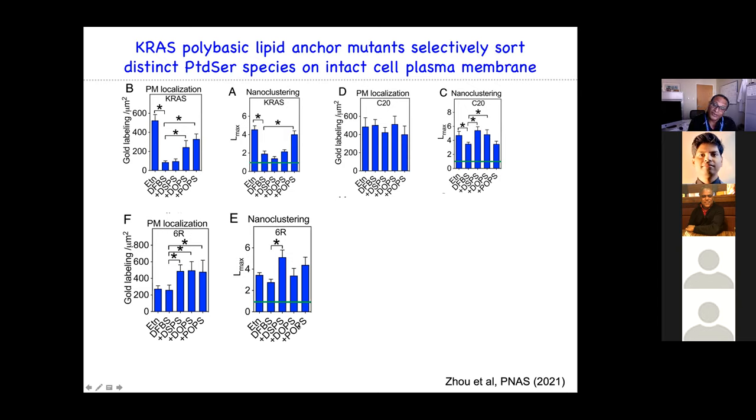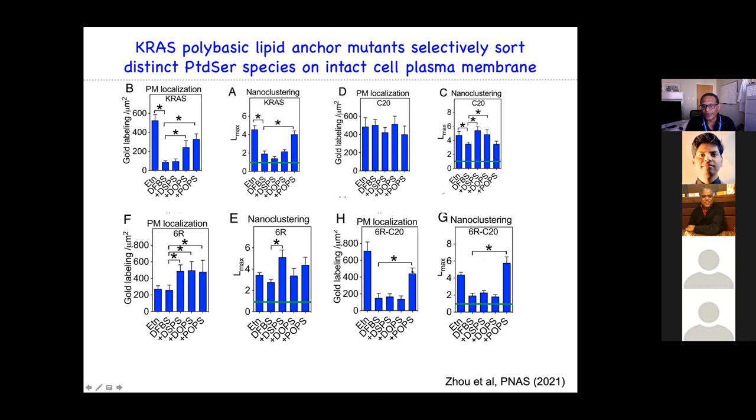And as you can see here, the PS sensitivity is different for the C20, for example. If we have just the polylysine and the geranyl groups, they don't really care. Each PS would restore gold labeling or membrane binding, whereas clustering is slightly affected. But this 6R is now restored to the plasma membrane using really all three PS species, but clustering is possible primarily using this saturated group, the fully saturated lipid species.